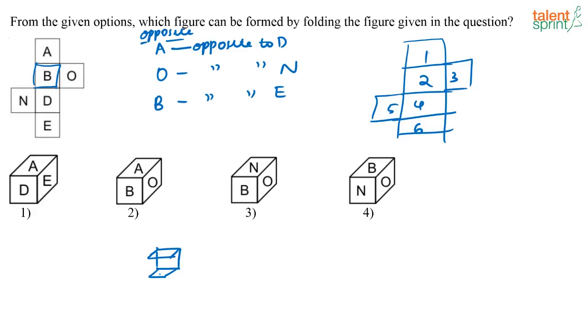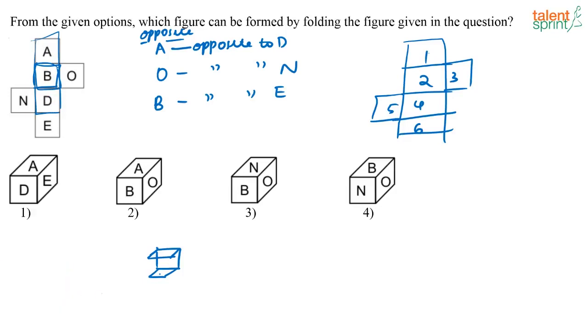Always remember adjacent ones cannot be opposite to each other. There should always be something in between. Generally, like that only they will be opposite to each other. I know for sure A and B are not opposite to each other, and B and O are not opposite to each other. It can be A and D, because they are in one line. Here these two are adjacent, these two are adjacent, so these two should be opposite.